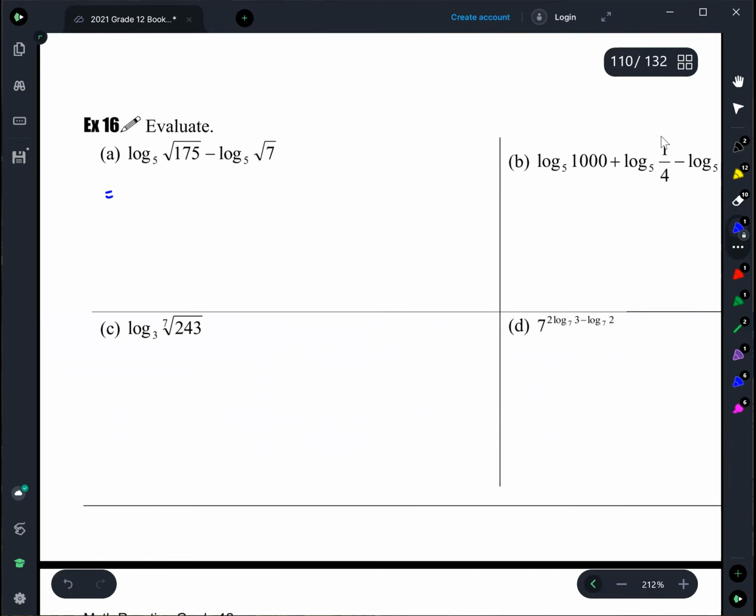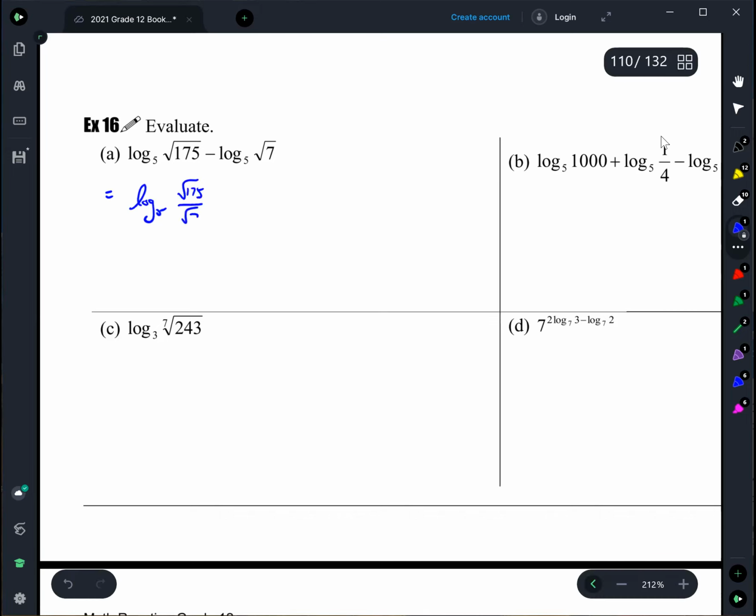So my question is, if you see a subtraction of 2 logs, how do you use the log law to simplify it into a single log? Is it like division? Yeah, so how do I write it out? Would it be log 5 root 175 over root 7?